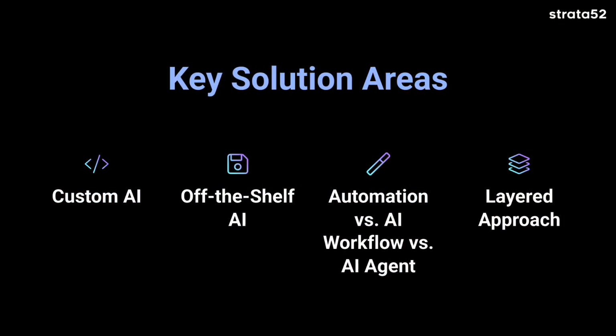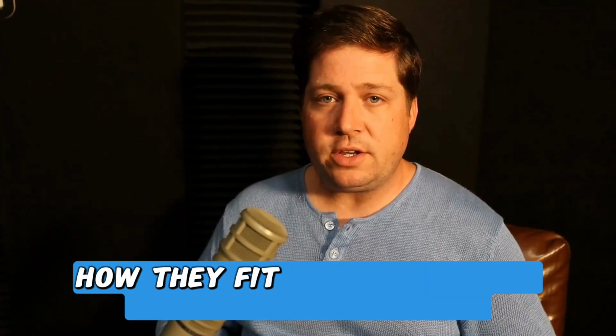Now, let's get into the AI stack fundamentals. We break down the AI stack into 3 solution areas plus an overarching layered approach. First is custom AI, then we have off-the-shelf AI, then automations, AI workflows and agents, and then a layered approach to the AI stack. So let's walk through each of these solutions, focusing on how they fit into small and medium-sized businesses.